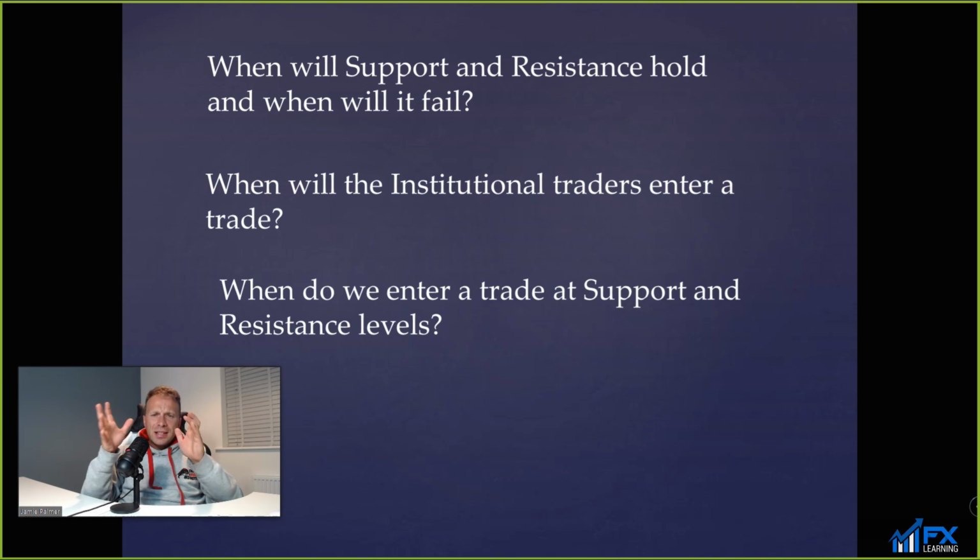Remember, I think it was 97% of the money flowing into the foreign exchange is institutional. So institutional are the people and the banks that are moving currency pairs. Only 3% is really retail.